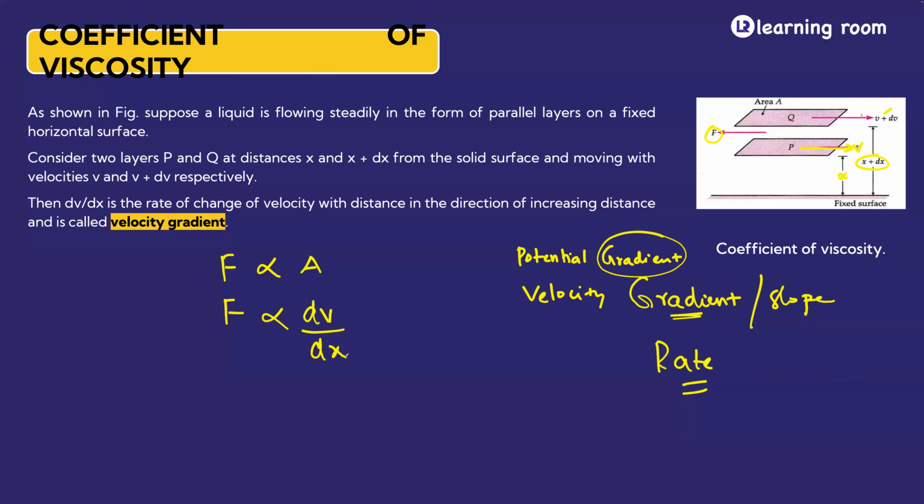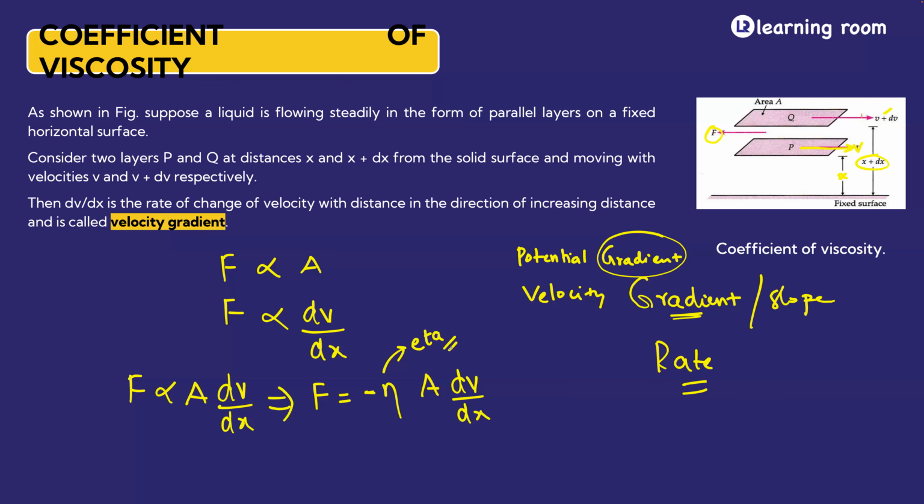Now, when you combine these 2, what are you going to get? F will be directly proportional to A into dV divided by dx. Now, if I remove the proportionality symbol, I need to introduce a constant. F is equal to, since this is a resistive force, the force is going to be negative. So you have a negative force, A into dV divided by dx. The constant that we are going to introduce will be of this symbol, which is called eta. This eta is what is called the coefficient of viscosity.